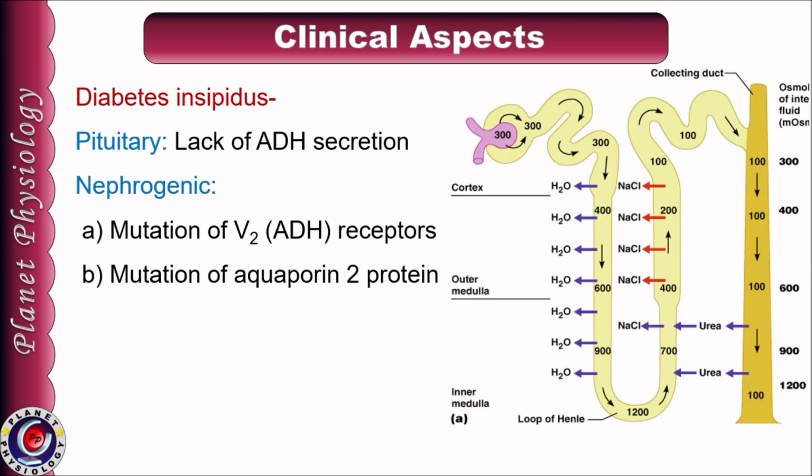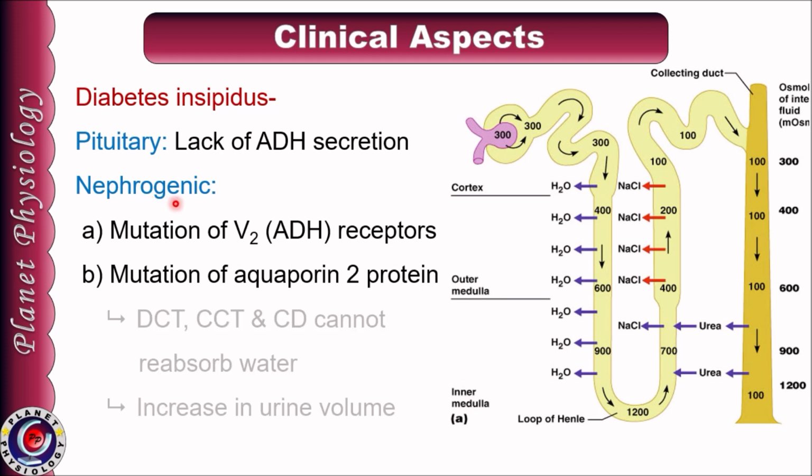Second condition is diabetes insipidus. It can be due to lack of ADH secretion by the pituitary, or it can be due to mutation of V2 receptors or mutation of aquaporin 2 proteins. These two reasons will lead to nephrogenic diabetes insipidus. So if ADH is lacking, DCT and collecting ducts cannot absorb water, but in case of nephrogenic diabetes insipidus, in spite of presence of ADH, DCT and collecting tubules and ducts cannot reabsorb water. As a result, dilute urine with more volume is excreted.